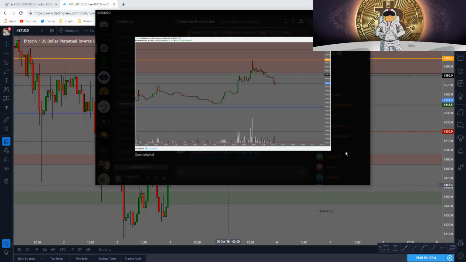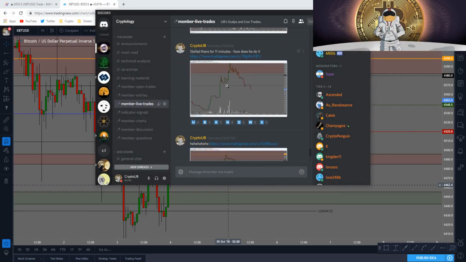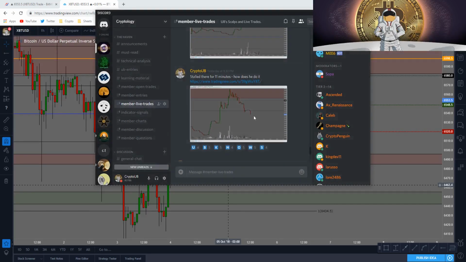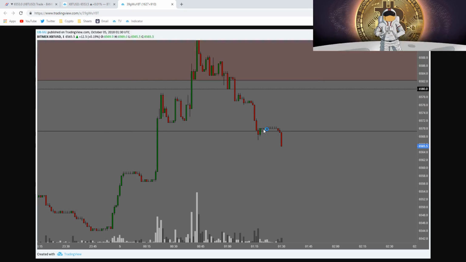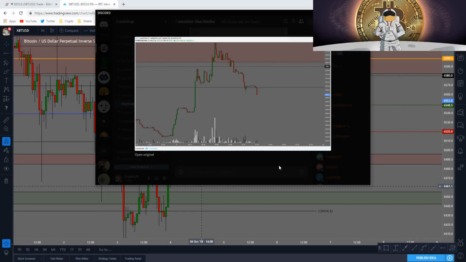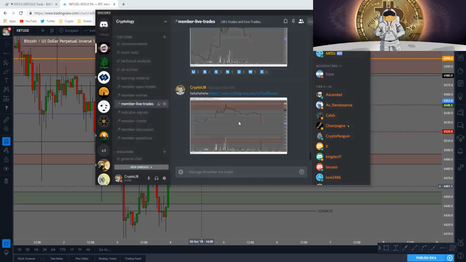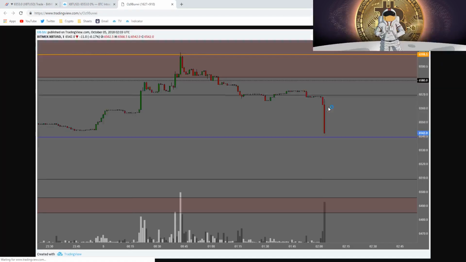So we stalled there for a few minutes. We stalled there actually for 11 minutes in total. And then look what happened. Then we started dumping. And we continued to dump, almost to the 0.705 fib.